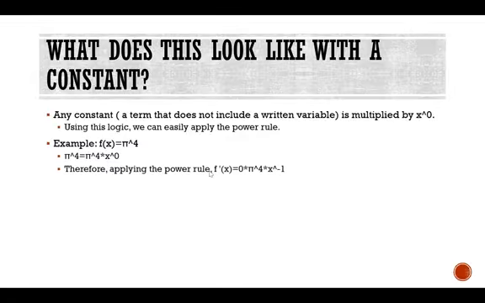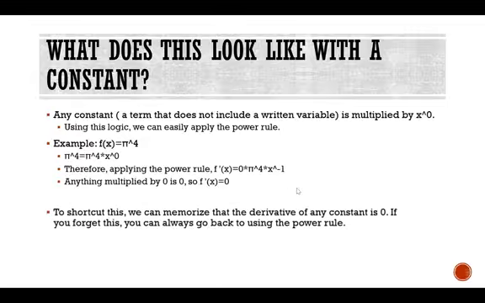And therefore, if we apply the power rule, we bring that 0 down and multiply it out front, and then subtract 1 from the exponent to get an x to the negative 1. So since 0 is being multiplied by everything, and anything multiplied by 0 is 0, the derivative is going to be equal to 0. Okay, so to shortcut this, you can just memorize that the derivative of any constant is 0. But if you forget that, then you can always go back to using the power rule.